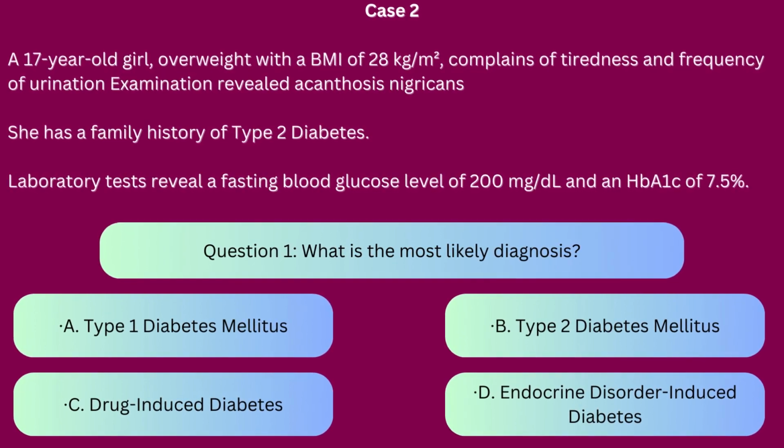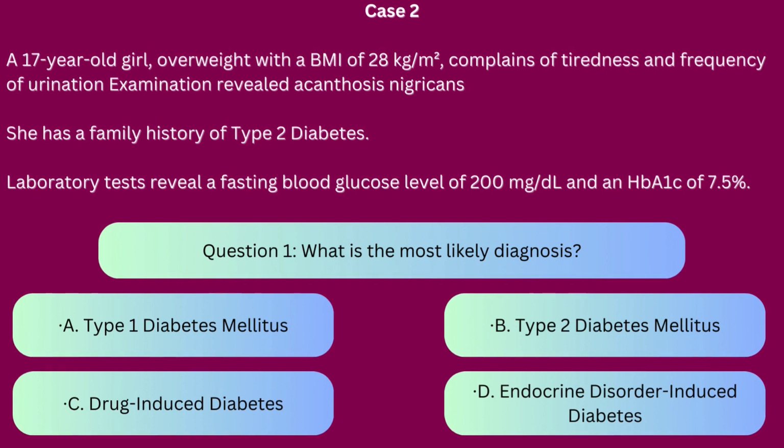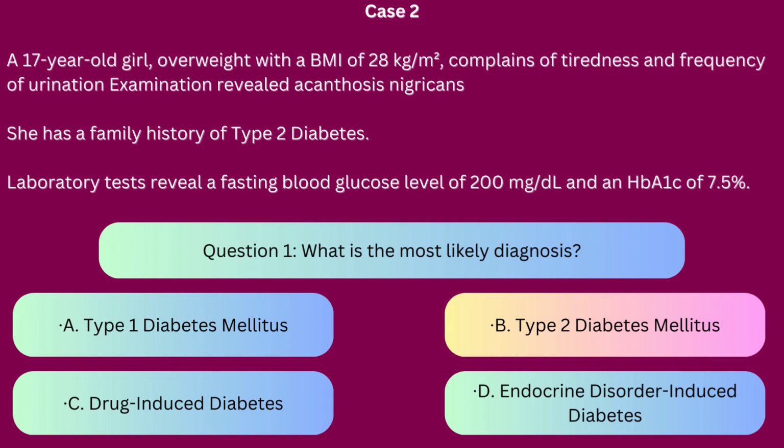A. Type 1 diabetes. B. Type 2 diabetes. C. Drug-induced diabetes. D. Endocrine disorder-induced diabetes. The correct answer is B. The patient's symptoms, along with her being overweight, acanthosis nigricans, and a family history of type 2 diabetes, and lab findings suggest type 2 diabetes mellitus. This type is often associated with obesity and can present with symptoms like fatigue and blurred vision.